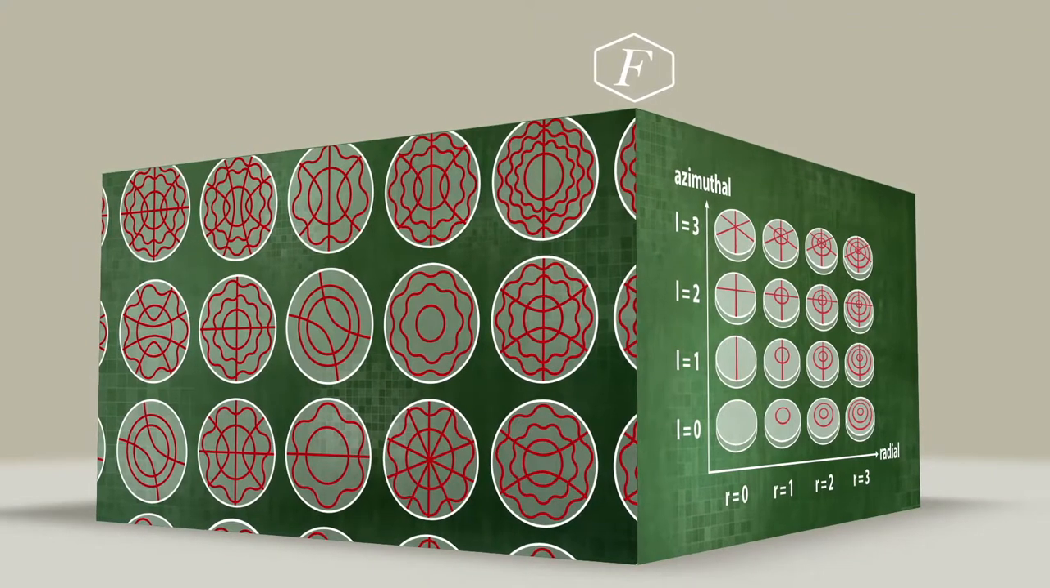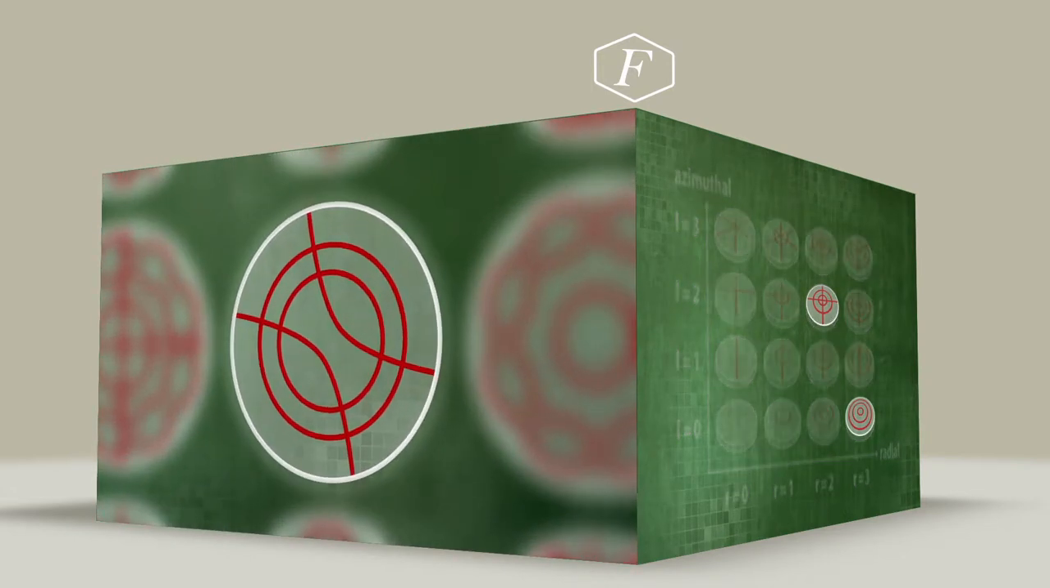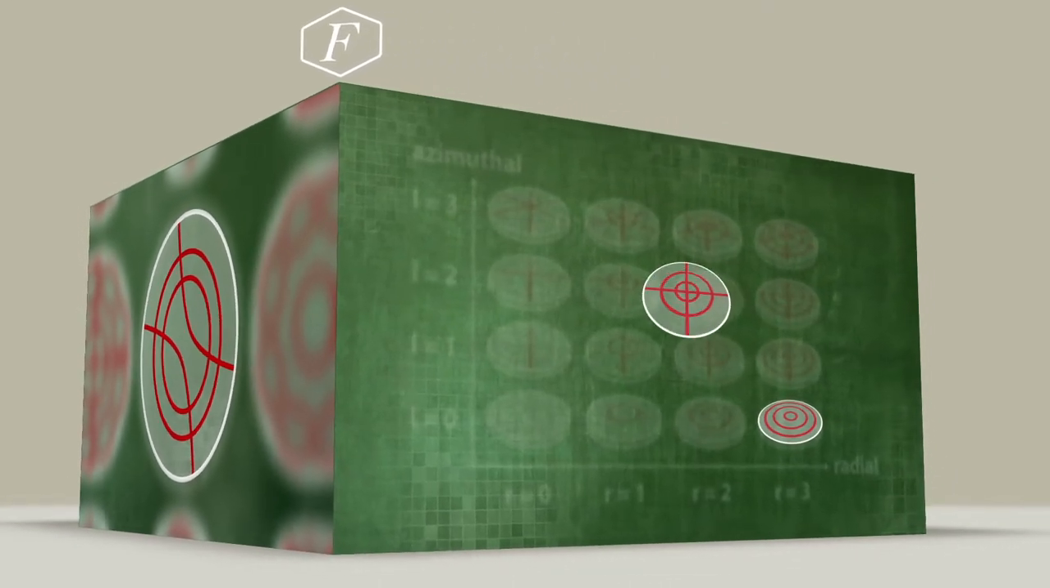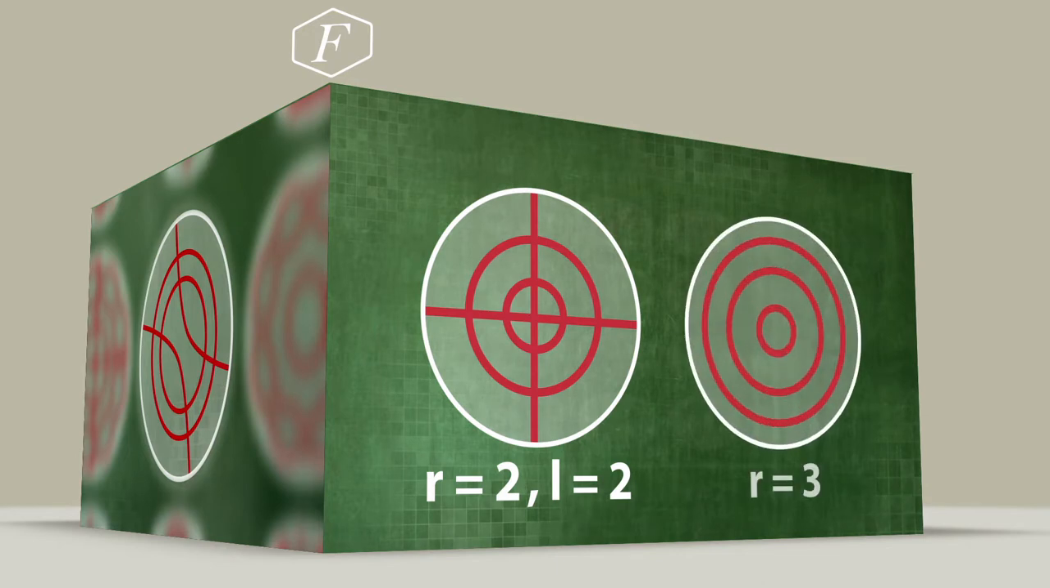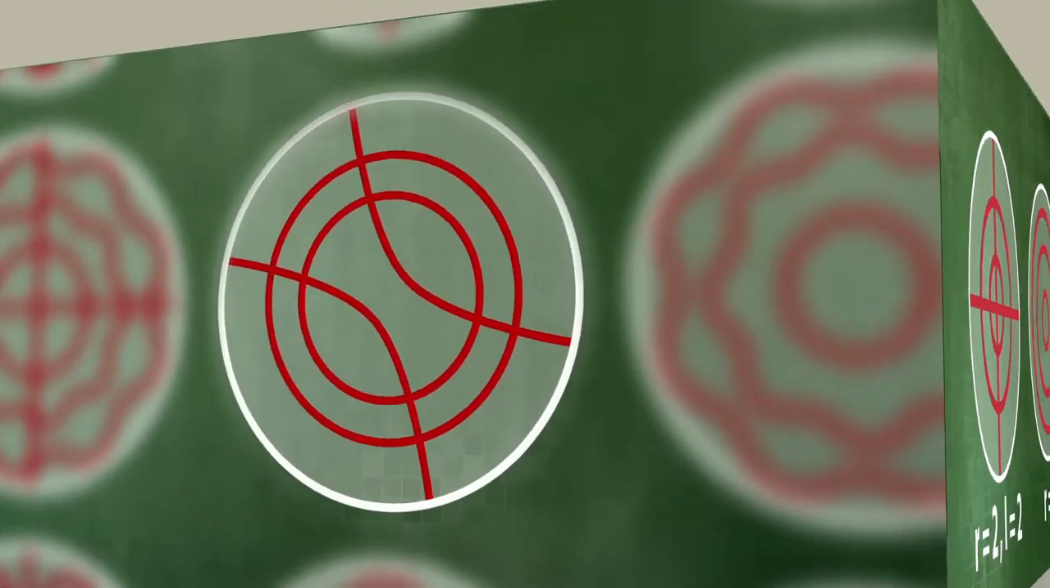On the other hand, it is possible to describe any potential vibration on the glass plate by superimposing these basic modes. For example, here we can see the combination of the basic mode R equals 2, L equals 2, and the basic mode R equals 3. In this way, the Chladni figures come back as a superposition of basic modes.